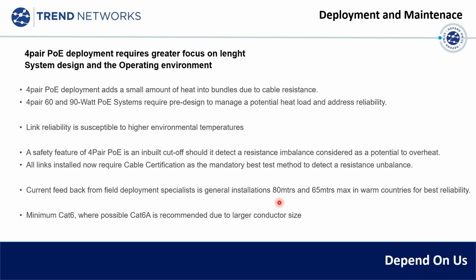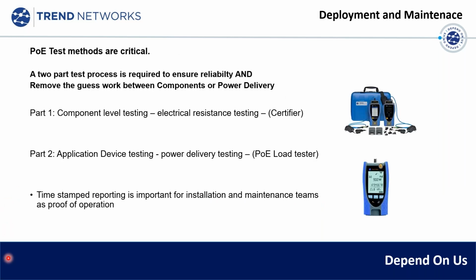So typically even with two-pair, 80 meters would be an idea for best reliability. Now 65 meters is the maximum in warm countries for best reliability. This is now getting quite serious. So I hope that's quite a helpful hint on where I'm going with this, that this is a serious consideration. And of course, you'd need test tools, and we would like to help you with that as well. Okay, so I'd like to introduce what we're finding as best methods, best practice to solve some of these challenges.